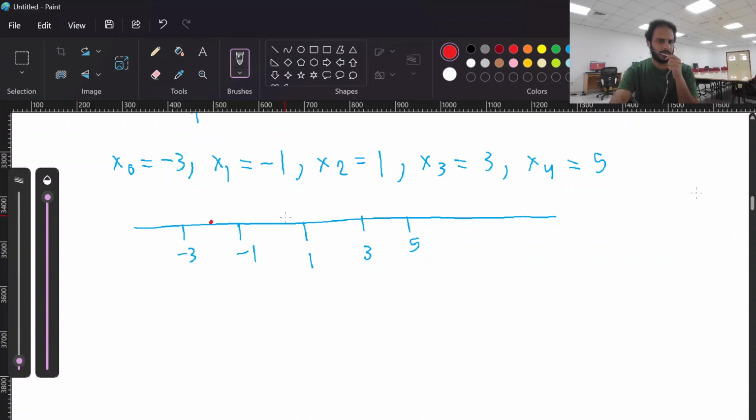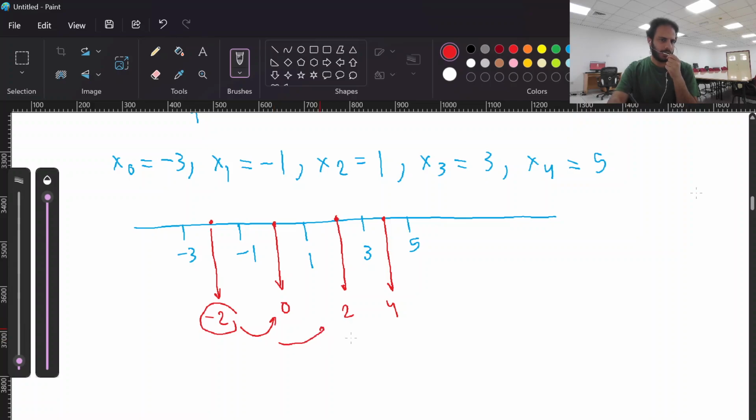Now I want the midpoints. The midpoint between minus 3 and minus 1. Midpoint between minus 1 and 1. Between 1 and 3. Between 3 and 5. Do you know how to find the midpoint? Just add the two and divide by 2. So minus 2, 0, 2, and 4. Note that you can also find the first one by adding and dividing by 2, and the others you can get by adding delta x, 2 plus 2 plus 2 plus 2. So you calculate them as you like.